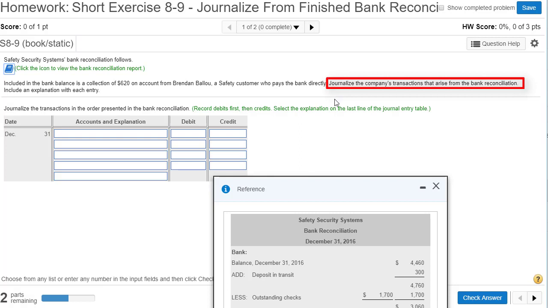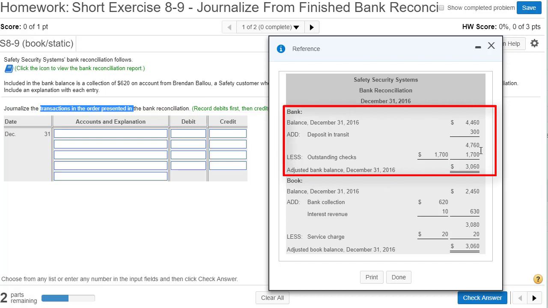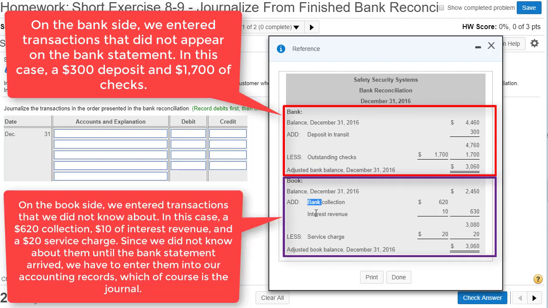Journalize the company's transactions that arise from the bank reconciliation. Include an explanation of each entry. All right. And then we're going to journalize the transactions in the order presented. In other words, from top to bottom. So first of all, let's get back to the bank reconciliation. The bank reconciliation has two parts. The bank side. So remember, these transactions right here and right here, these are transactions that the bank did not know about. And then these transactions here, the bank reconciliation, interest, revenue, and service charge, are transactions we did not know about.